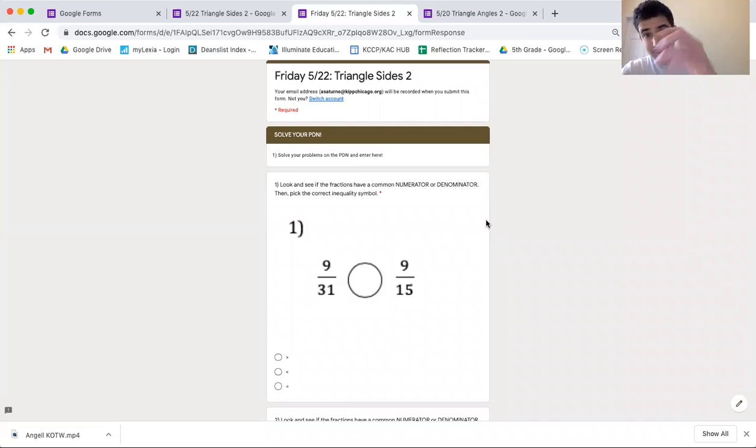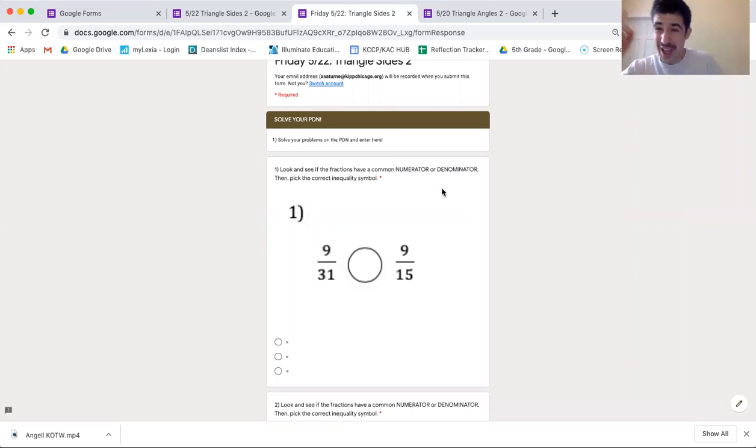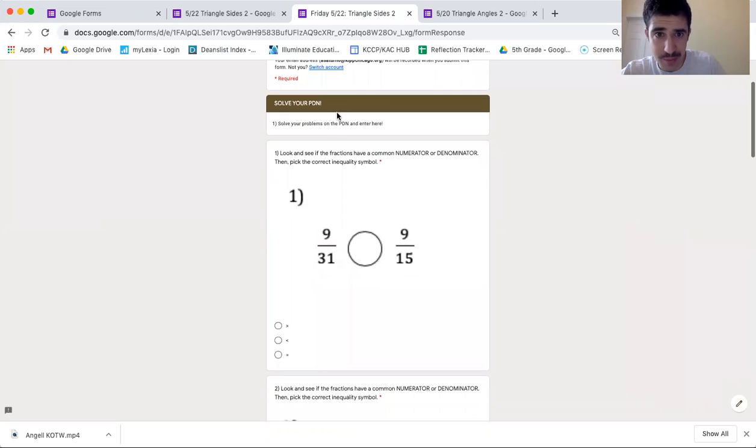Let's go over this PDN, shall we? We're going way back to fractions. I'm in the first circle, whether the numerator or denominator is the same, and I'm going to compare my fractions.